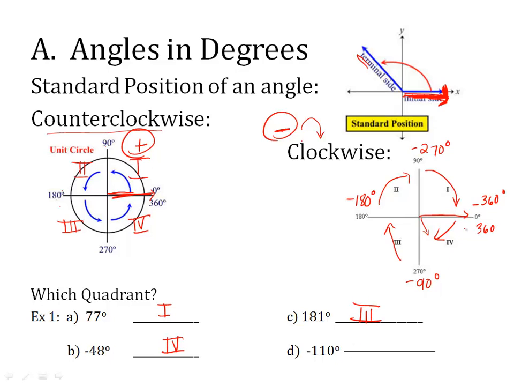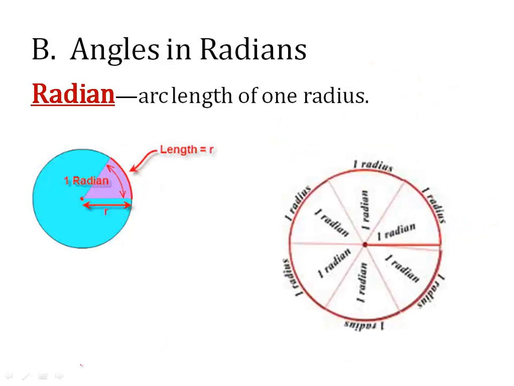Negative 110. All right, go to my negative chart. Negative 110 is going to be beyond negative 90, but not quite at negative 180, so that makes it in quadrant 3. Okay, so a lot of your questions today are just going to be locating your angle and naming the quadrant.